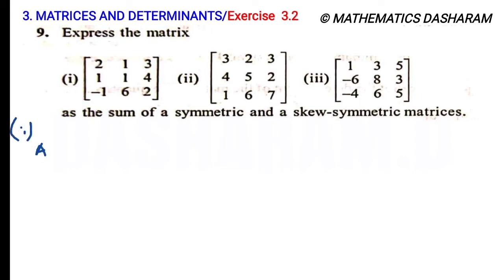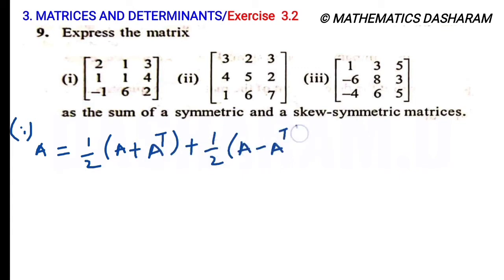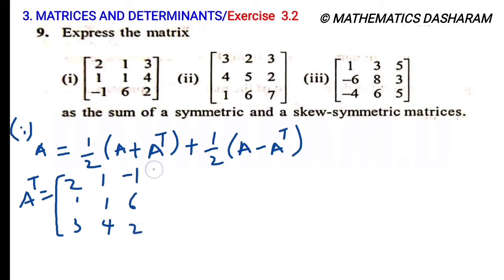In that he used one condition: 1 by 2 bracket of A plus A transpose plus 1 by 2 bracket of A minus A transpose. Before using this condition, we need to find the A transpose. First A transpose: the first row will become the first column, 2, 1, 3, the second row will become the second column, 1, 1, 4, and the third row will become the third column, minus 1, 6, 2.